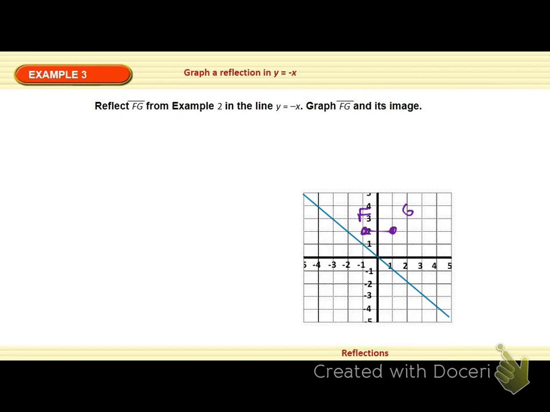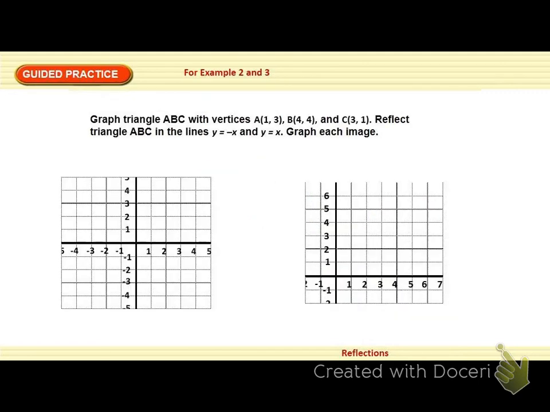Now again, we use our rules. To find f prime when you're reflecting over the y equals negative x line is to switch your x and y coordinates, but also change their sign. So you get (-2, 1) here, and g prime would put you at (-2, -1). So our new segment would be at (-2, 1) here is f prime, g prime at (-2, -1), and so that would be your segment. Okay? All right, and then the next two are examples for you to go ahead and graph.